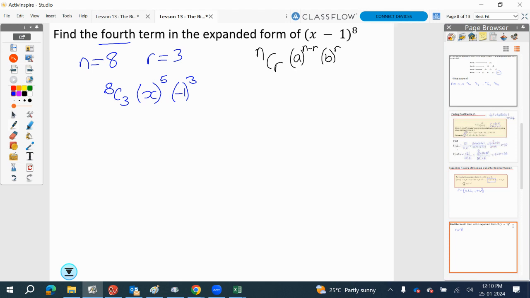Okay. Let's start off by finding 8C3 first. Have a go at this for yourself. What is 8C3? Do it by hand.